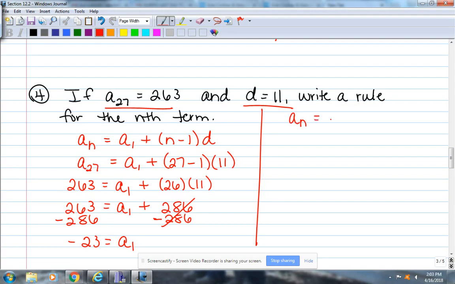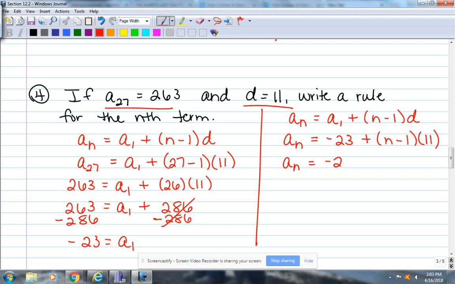So remember, a sub n equals a sub 1 plus n minus 1 times d. Hopefully we're memorizing that by now. We've written it 50,000 times. So remember, for my rule, we're going to leave all the n's as n's, right? So a sub n equals, now we know a sub 1, my first term. What is my first term that I found? 23. We found out it's negative 23. Plus, we still don't know what n is. We're keeping n's. Times my d is still going to be what? 11. And this is the one where we have to distribute the 11 times n minus 1.